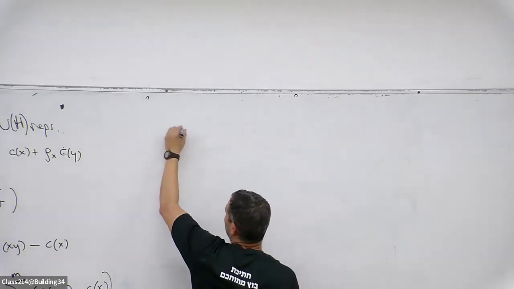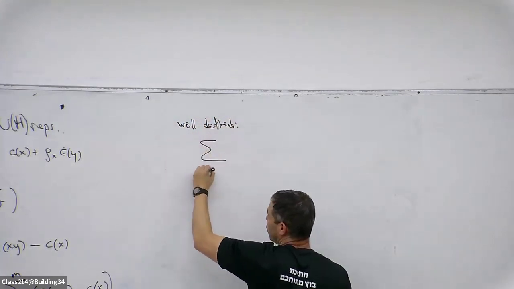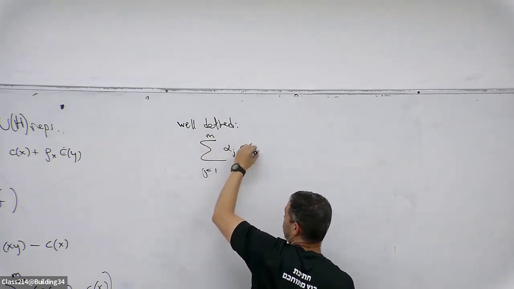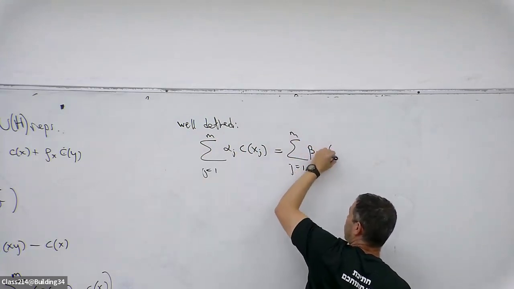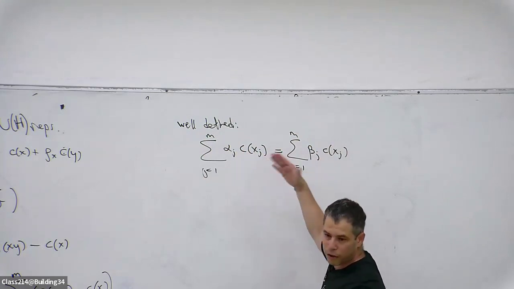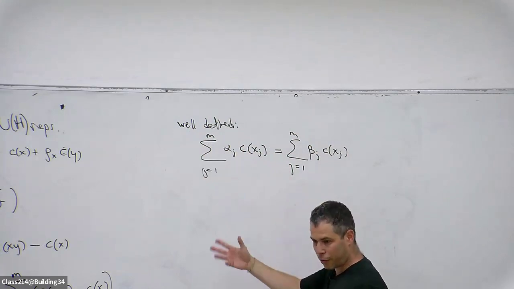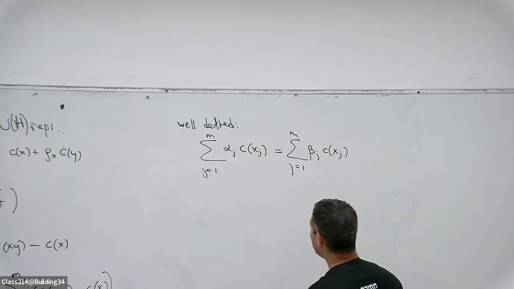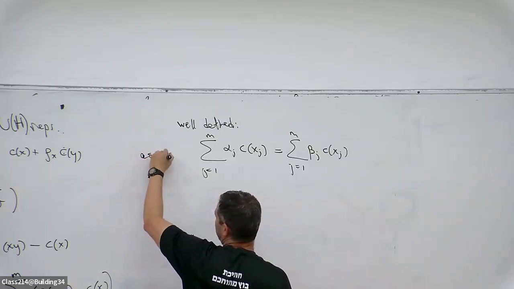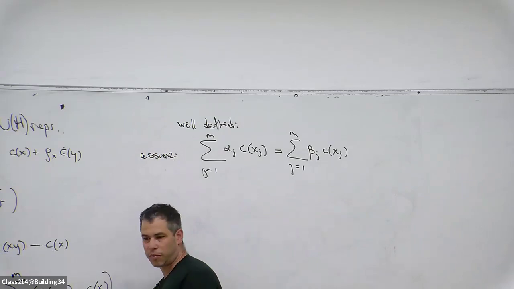So why is it well defined? We have to check what happens if we have two different representations of the same vector. So if we have the sum of alpha j C of xj equal to some sum of beta j C of xj. Why can I use the same xj? Well, it's a finite combination. You go up to an m big enough to contain the number of vectors in both, and then you can put zeros in these coefficients. So assume that we have this situation: two different representations. We have to show that the answer is the same.